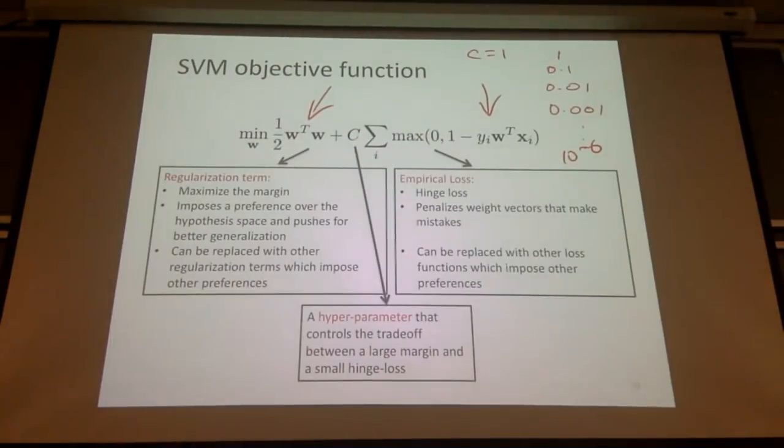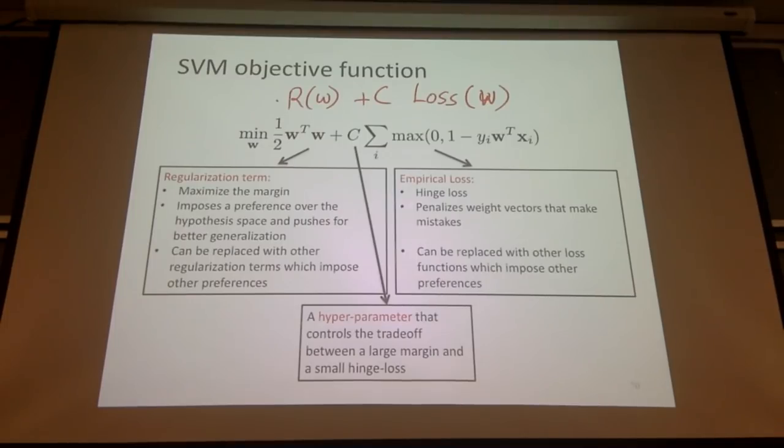So a lower C here, right? What does the lower C mean? Let's interpret that. If you pick a lower C, that means in this objective, I'm going to simplify this by calling this the regularizer of W plus C times the loss of W.